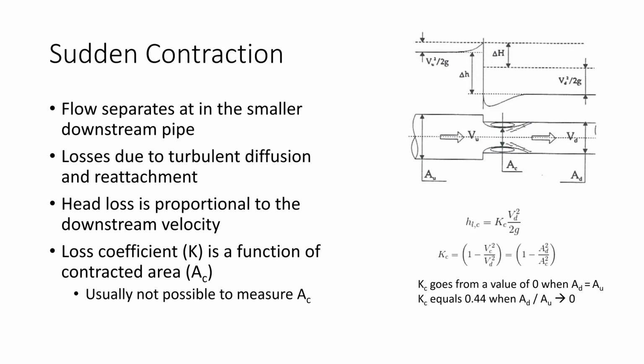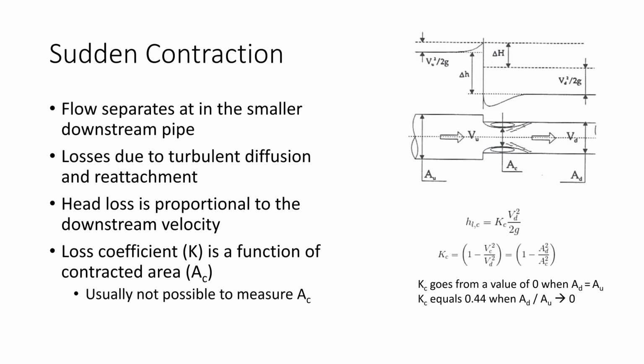I mean, essentially, I'll have the same upstream velocity and downstream velocity terms, and my Kc becomes 0. On the other hand, if my downstream pipe becomes extremely small, then the flow is almost like going from a very large reservoir through an orifice, in which case the Kc value is equal to 0.44 from empirical determinations or from experiments in the lab. So our K sub C, which is the minor loss coefficient for contraction, varies between 0 to 0.44.